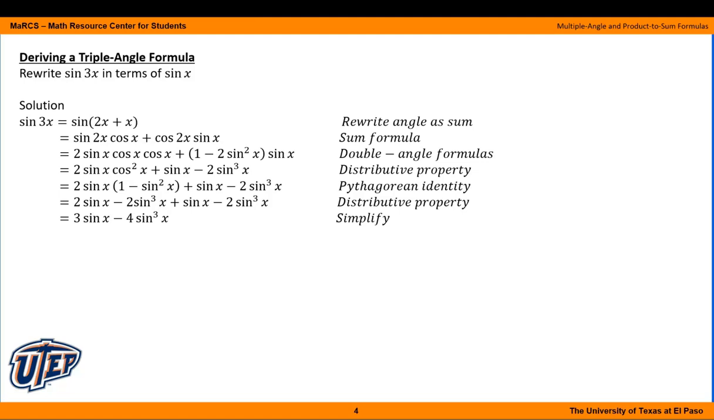We rewrite 3x as 2x plus x and then apply the sine sum formula. Next, we substitute the double angle identities and simplify. The Pythagorean identity allows us to replace cosine squared x with 1 minus sine squared x. After distributing and combining like terms, we arrive at the important identity: sine 3x equals 3 sine x minus 4 sine cubed x. This formula frequently appears in advanced trigonometry problems.